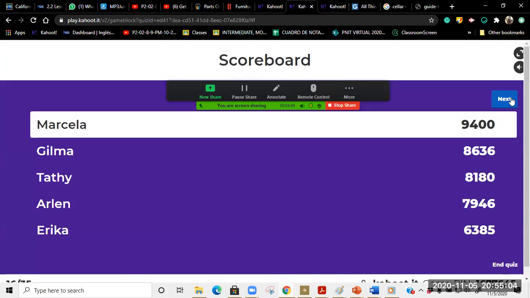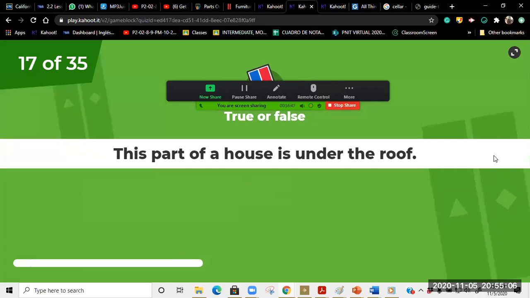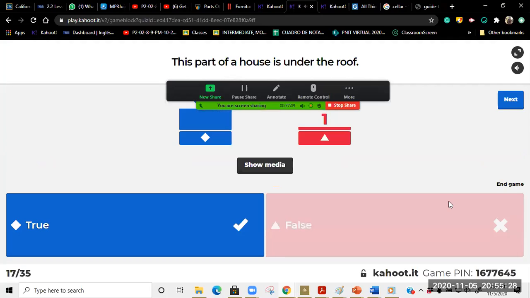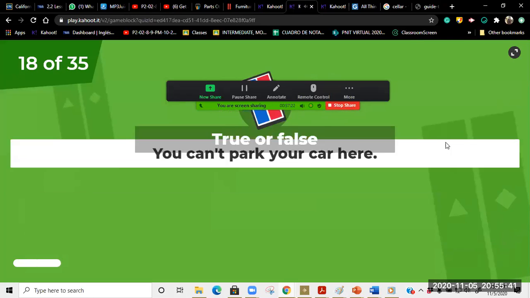Okay. Creo que no vamos a terminar el juego por temas de tiempo, pero this part of a house is under the roof. True or false? Está debajo del techo, ¿cierto o falso? True. Very good, very good. Okay, this part is under the roof. Good job. It's the attic.